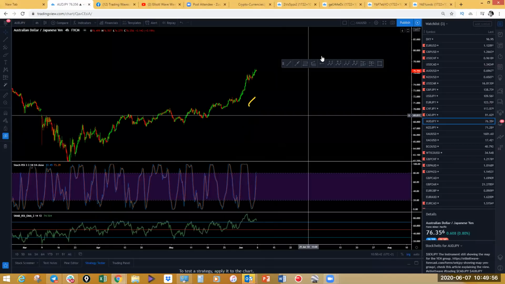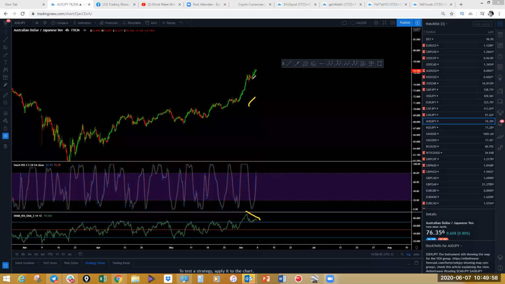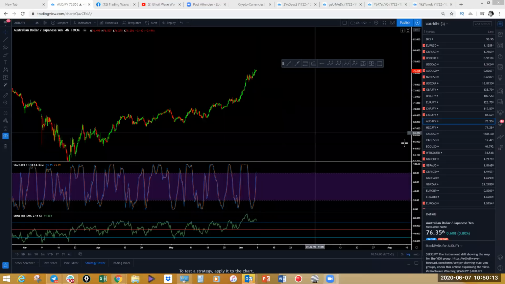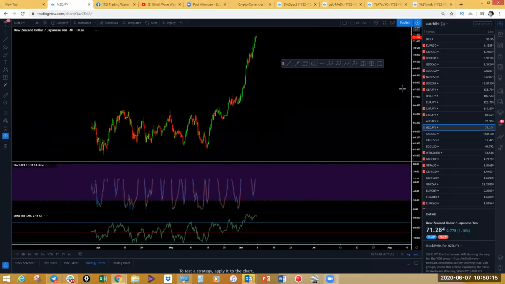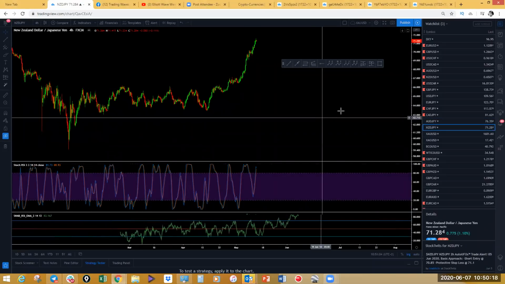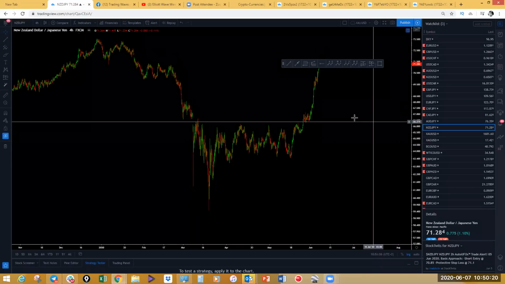There's divergence which is not confirmed as yet on the RSI. So we made the new high here, RSI has not necessarily made a new low, because this can still make a new high, can still follow price. Now, if this is following price, that means there's no divergence. The RSI and the price are doing exactly the same thing. So we wait for that pullback. On AUD yen, it's the same.